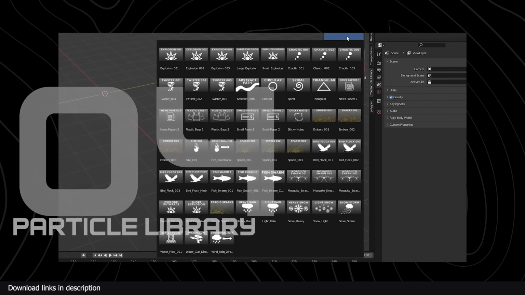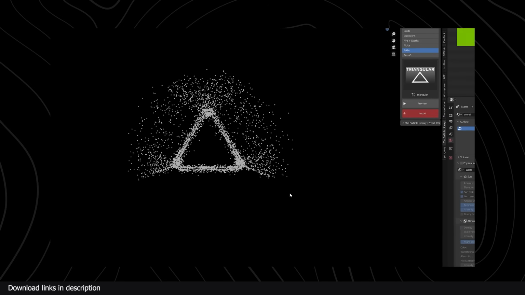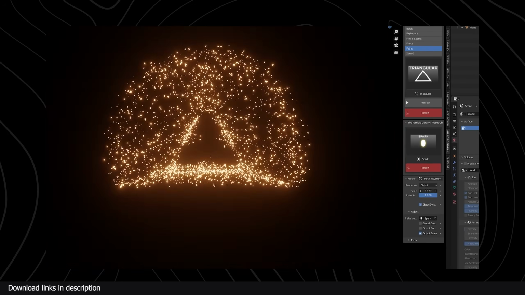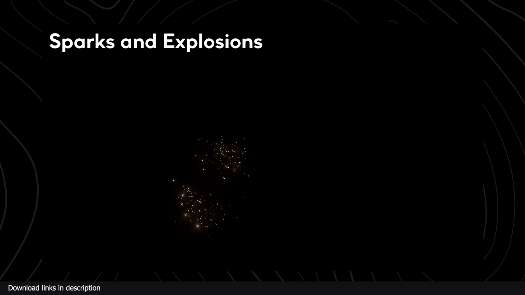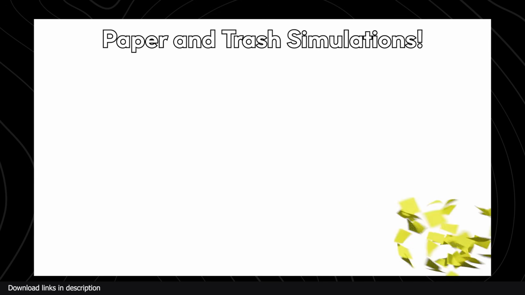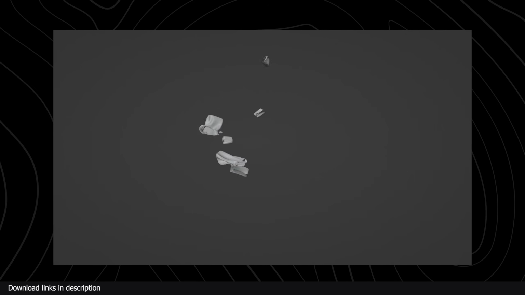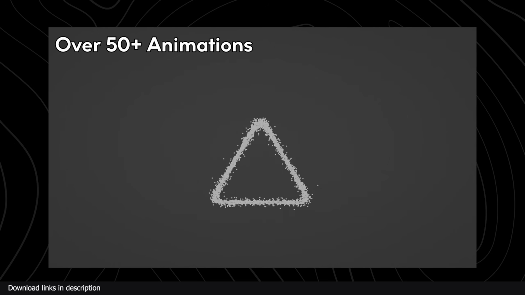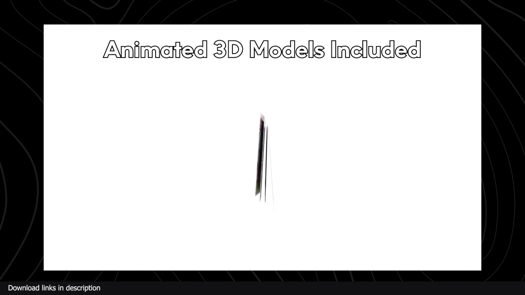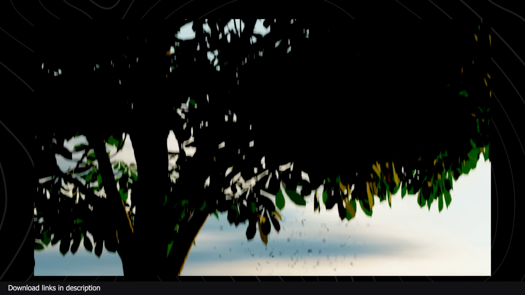Number 4, Particle Library. A simple way to improve the render and production value of your shot is by adding small things like particles, flocks of birds, garbage blowing away, and more. This add-on is not just a library of such items, but it also gives you an easy way to direct and animate the particles in a physically accurate way. The library is a collection with items like birds, fish, sparks, paper bags, and more. It also comes with over 57 animation presets.